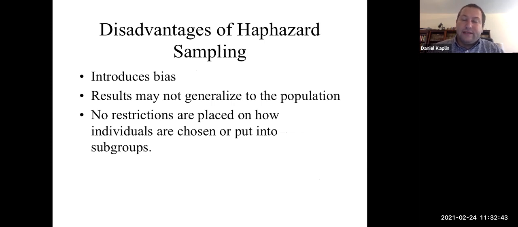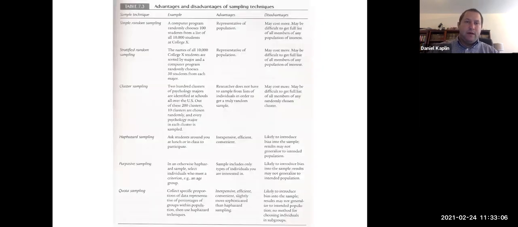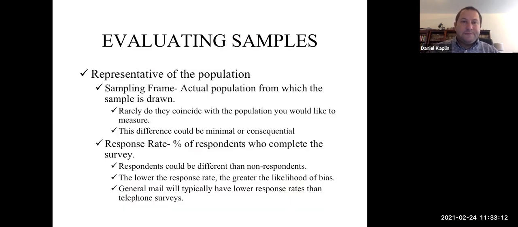You could run the risk of not being able to generalize. Now, notice I said probability sampling was essential if you want to generalize to the population. And some considerations: not putting restrictions on how individuals are chosen or put into subgroups could interfere with your interpretation of the results as well. So here's a breakdown of advantages and disadvantages of all six.